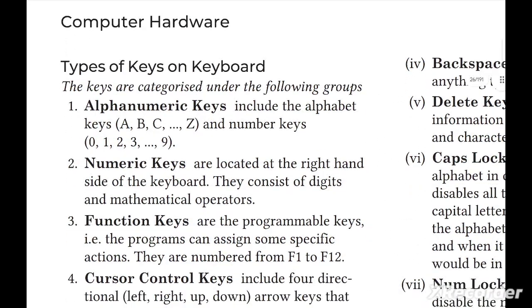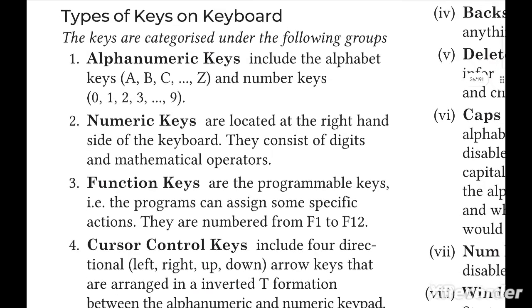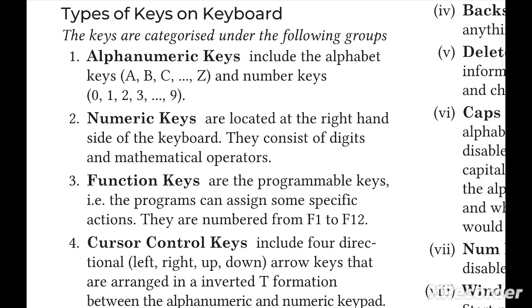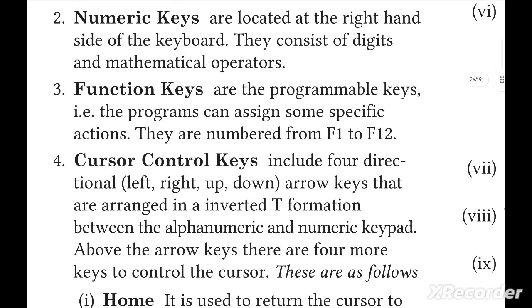Types of keys on the keyboard. The keys are categorized under the following groups. First, alphanumeric keys include the alphabet keys A, B, C, D to Z and number keys 0, 1, 2, 3 to 9. Second, numeric keys are located at the right hand side of the keyboard. They consist of digits and mathematical operations. Third, function keys are the programmable keys. For example, programs can assign some specific actions. They are numbered from F1 to F12.